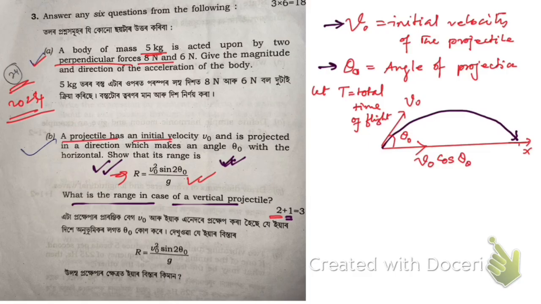So here, the time taken to reach this point is capital T. Suppose we know that the total time of flight is given by T is equal to 2 v0 sin theta naught by g. This is the expression for the total time of flight. Okay, we know these things. Now you see, let me copy this and go to a new slide so that I can explain properly.